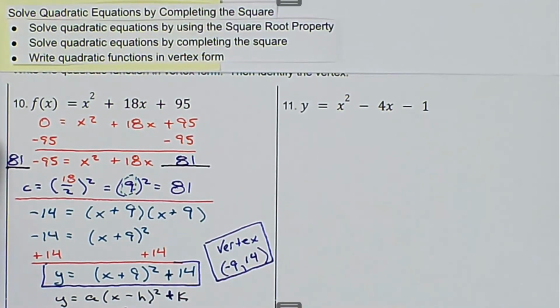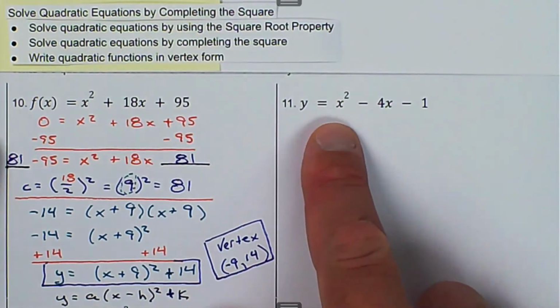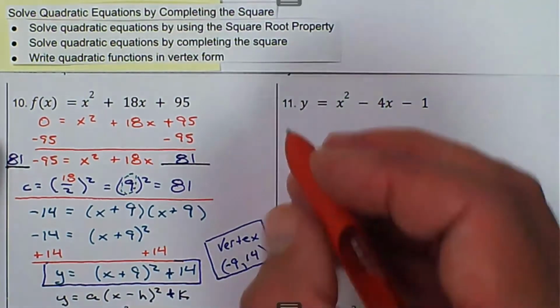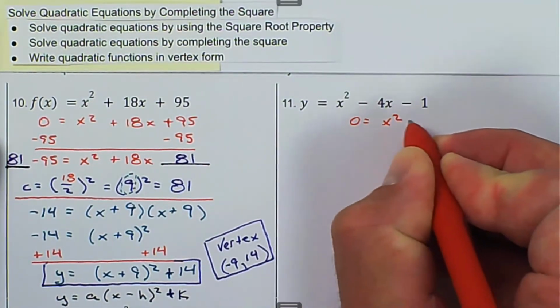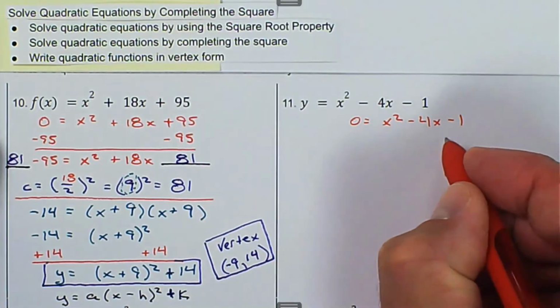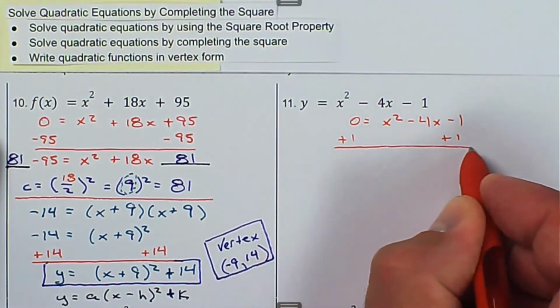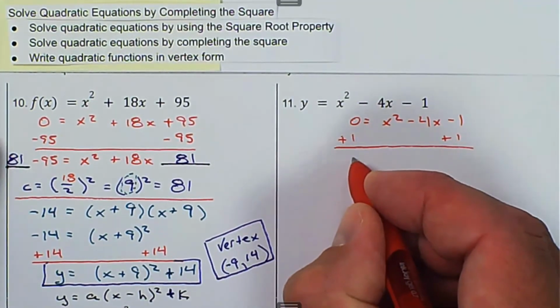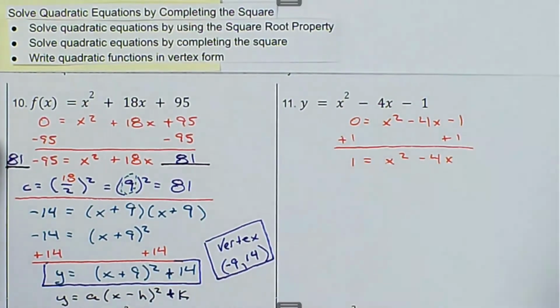And we look at example 11. Same, we want to go through the same process. So I'm going to rewrite this and say on the left-hand side we have 0. So 0 is equal to x squared minus 4x minus 1. We want to get rid of that c value, so we add 1 to both sides. And then we get 1 is equal to x squared minus 4x.